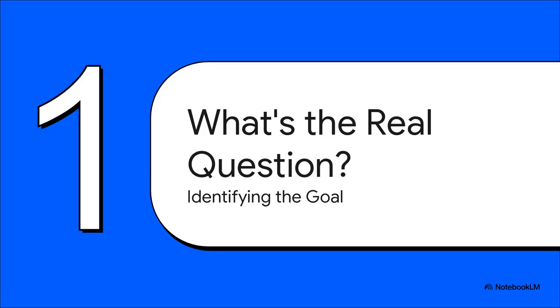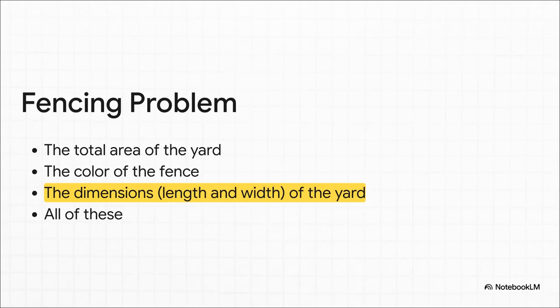Okay, first things first. The most important tool in our entire toolkit is simply this: figuring out what you're actually being asked to solve. Before you even think about picking up a calculator, you have to know the endgame. So take this fencing problem. A homeowner needs a new fence. A fence goes around the outside of the yard, right? So we're talking about perimeter. And to get that, all you need are the length and the width. The total area, the color of the fence, that's just noise. Extra information designed to distract you.